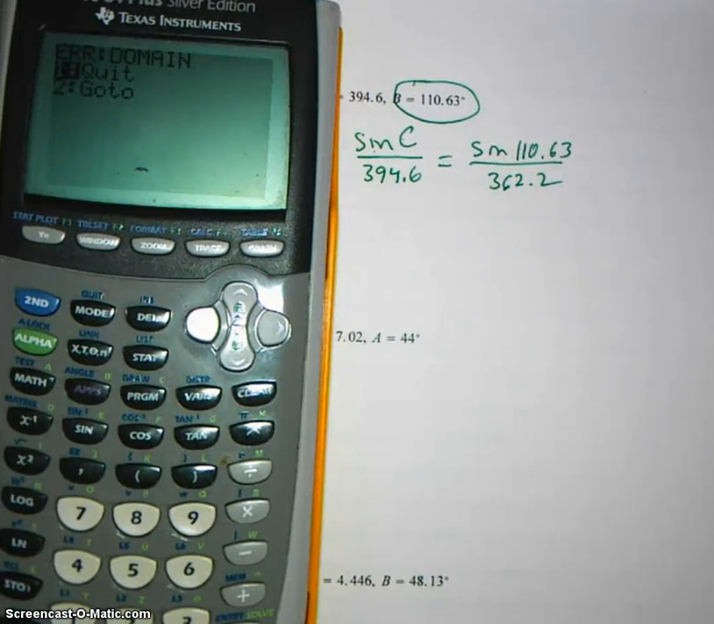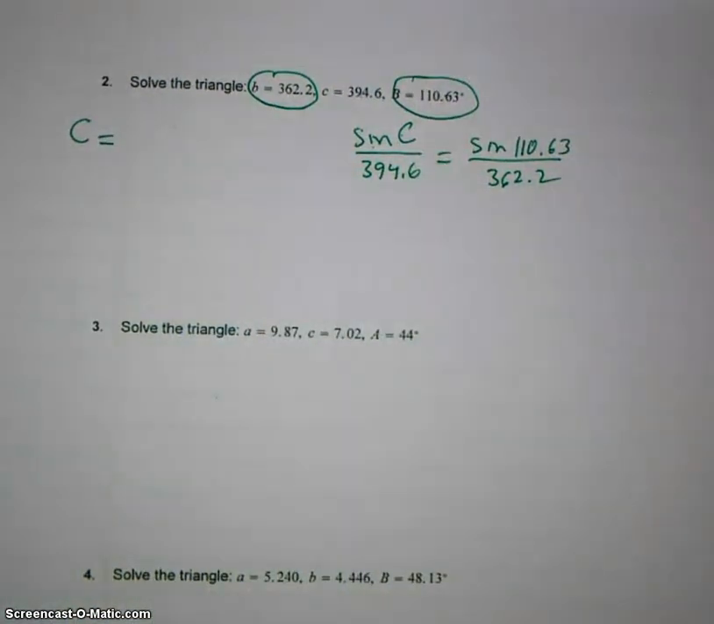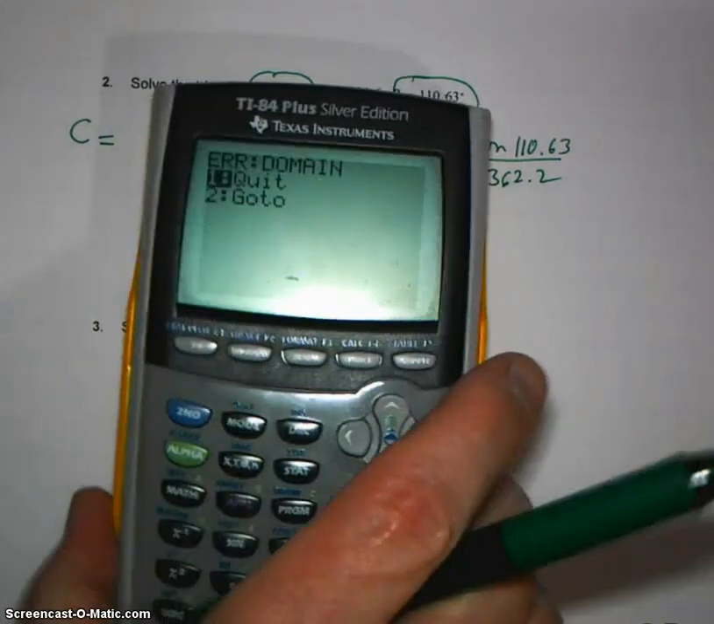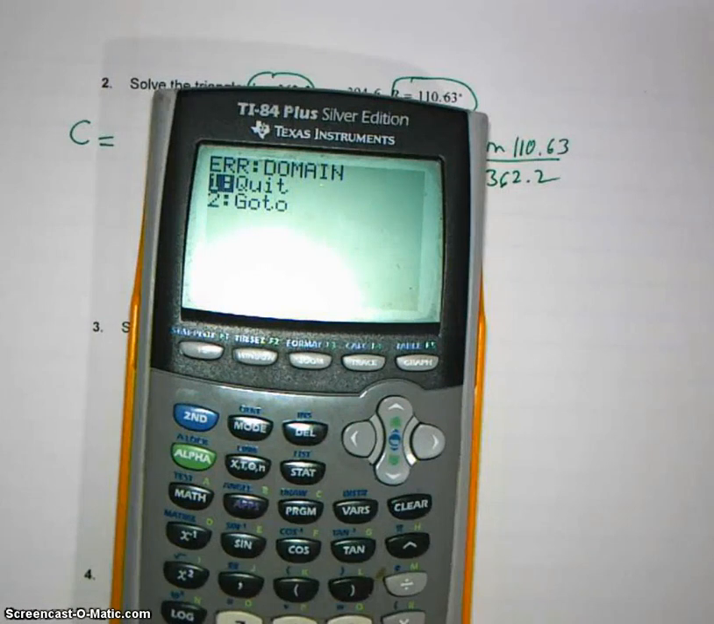Okay, so this is one of the realities about having triangles that are not right triangles. Sometimes, for the information given, there simply isn't an answer. And this is how you know you're not going to have an answer, when you get error domain. It doesn't work. So that is an unusual possibility, but it is a possibility.